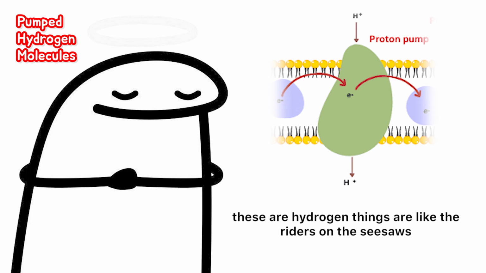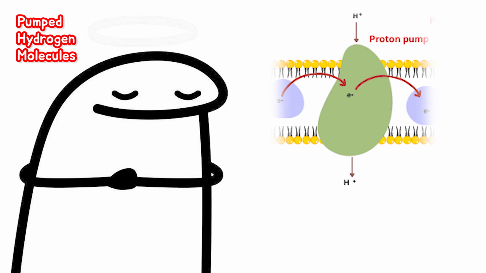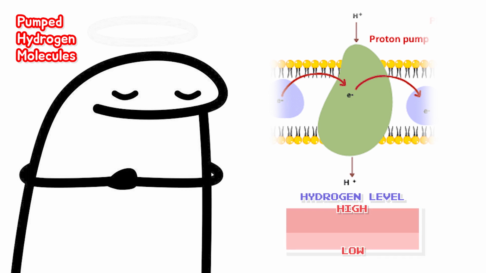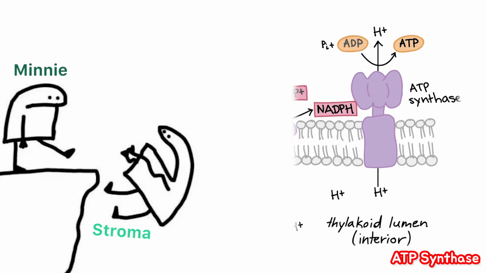These hydrogen things are like the riders on a seesaw. When sunlight makes the superhero system in the plant excited, the seesaw starts tipping over. The hydrogen rides up high on one side of the seesaw because they have lots of energy now, while the other side doesn't have many hydrogen riders because they lost their energy. This creates a special situation where there are more hydrogen riders on one side and fewer on the other. Well, that's not fair. One side has more hydrogen than the other.